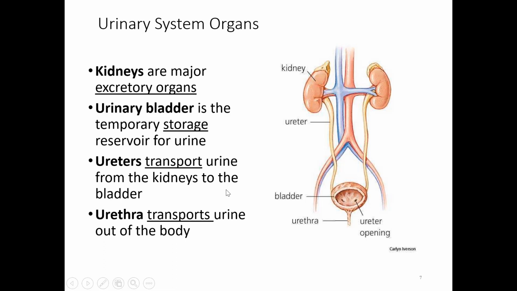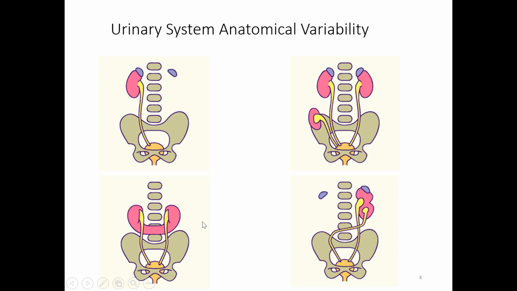Urinary system organs. Kidneys are located in the abdominal cavity. They are retroperitoneal, behind the peritoneal membrane, and they are major excretory organs. Urinary bladder is for storage, a reservoir of urine. Urine goes from the kidneys to the bladder through the ureters, left and right, and finally the urethra is the tube that transports urine out of the body.